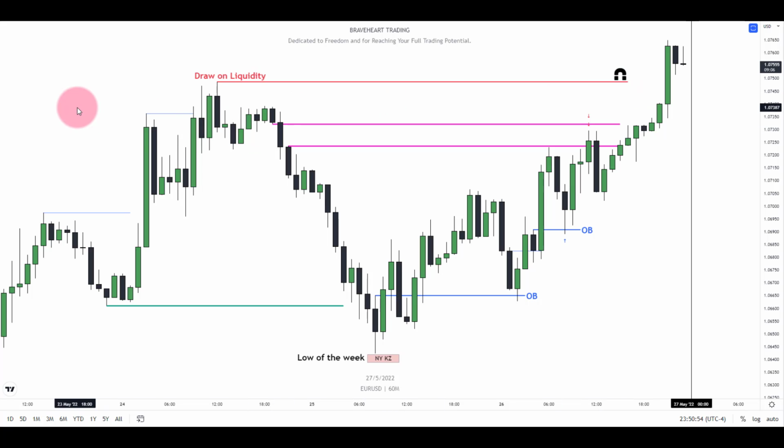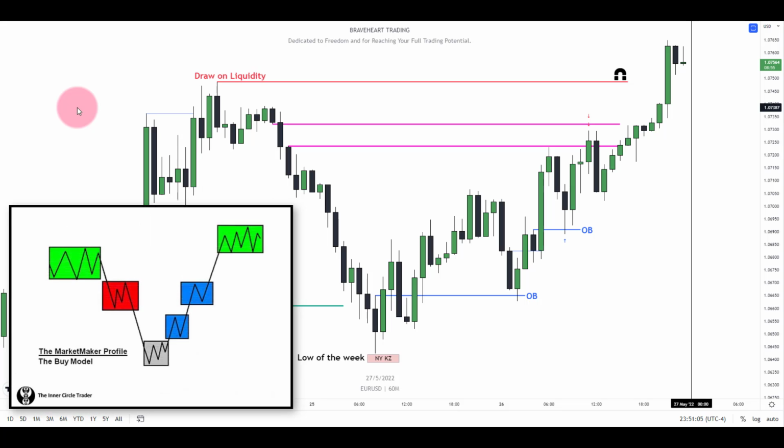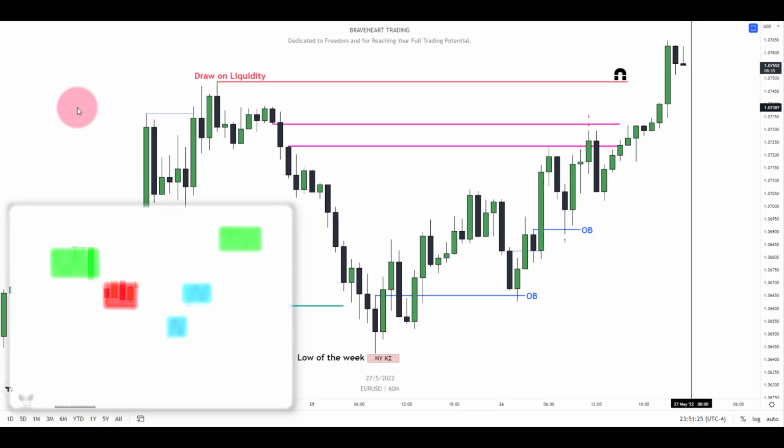The reason behind that is simply because of the market maker buy model. So I'm going to put a picture of the market maker buy model on the screen right now. I absolutely love the market maker buy model because it gives me so much narrative and framework behind my trades. I'd say it's probably the most advanced way of viewing market structure once you know the ins and outs of the market maker model.